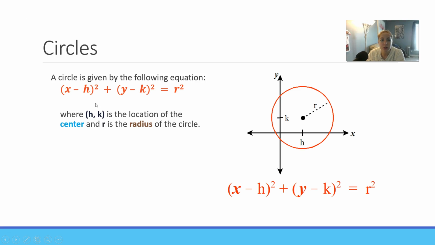(x - h)² + (y - k)² = r², where h and k are going to be the location of the center, and your r is going to be the radius, or the distance from the center to any point on the circle.